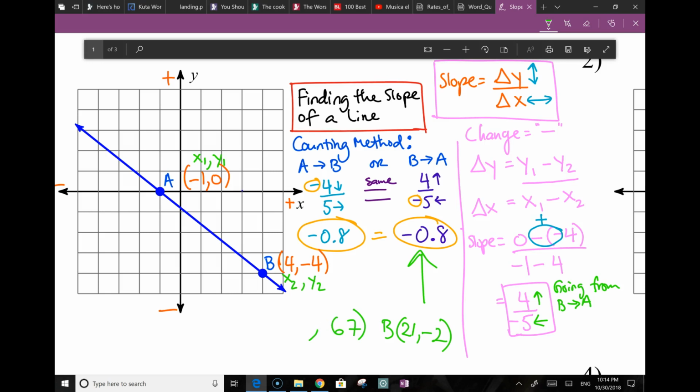So with that said, I hope that this video did help you a little bit, at least, understand better how to both get the slope through counting and using the calculation method.